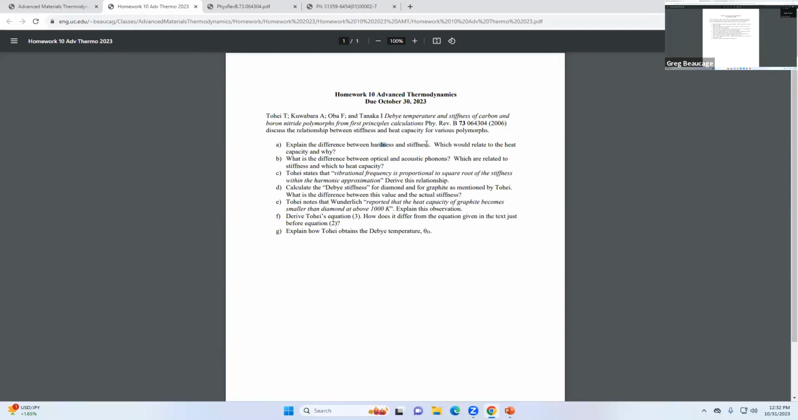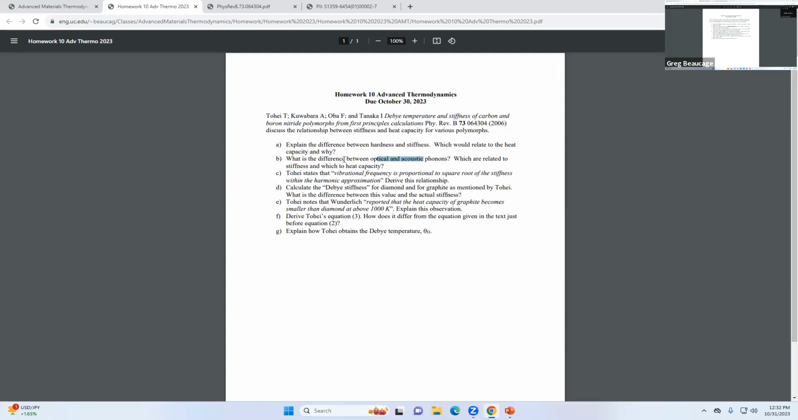So I went through that in class, right? I think everyone, I mean, mostly the ones I looked at, people got that. What's the difference between optical and acoustic? People got that, except that stiffness is only acoustic, but heat capacity is both. The heat capacity is optical and acoustic.